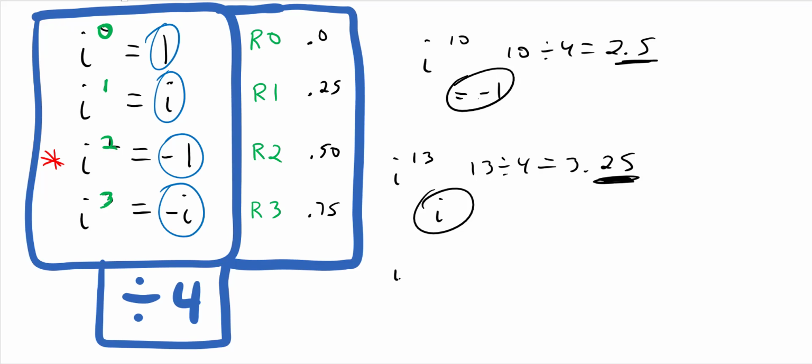Okay. i to the 103rd power. Whew, crazy. 103 divided by 4 is 25.75. Okay, 0.75 means a remainder of 3. i to the 3rd, -i.